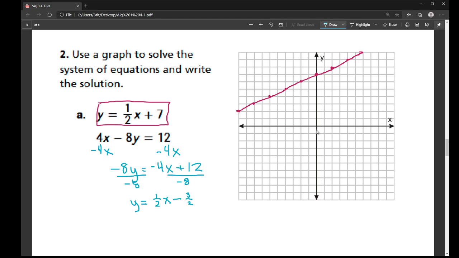So here we are, I'm at negative 3/2 for my y-intercept, and then again I have a slope of 1 over 2, so I'm going to rise by 1 and run by 2. Here it's kind of hard to graph, you can see, because I have to make sure that I'm at the halfway marker on everything. That can be really tricky to graph properly.